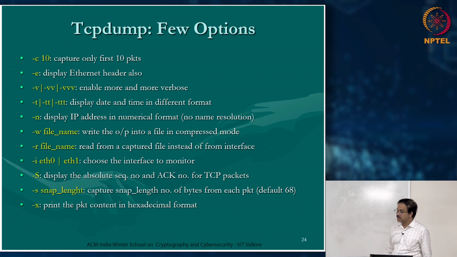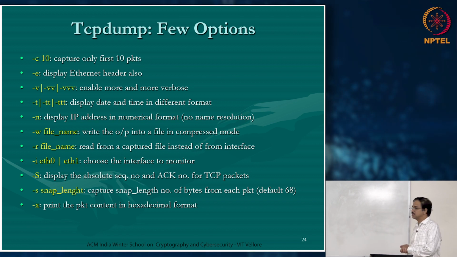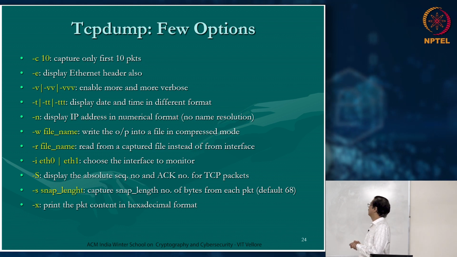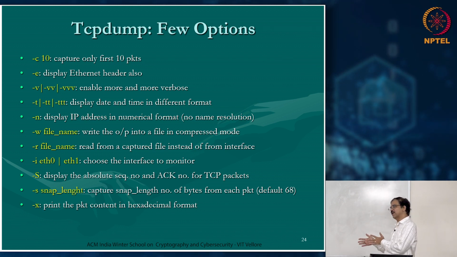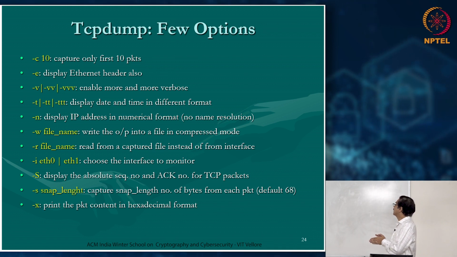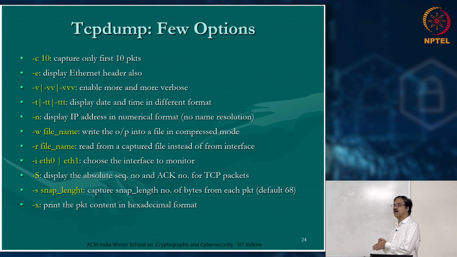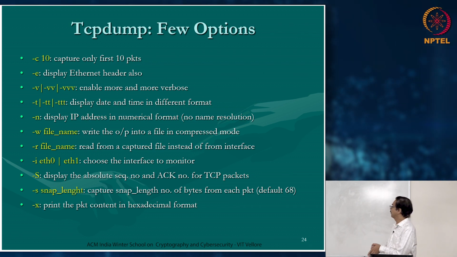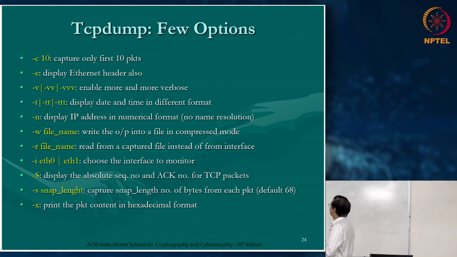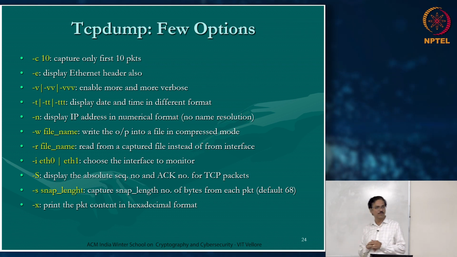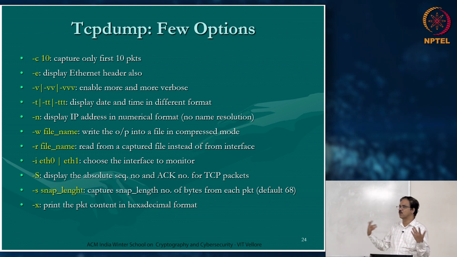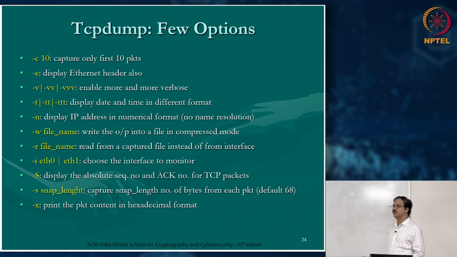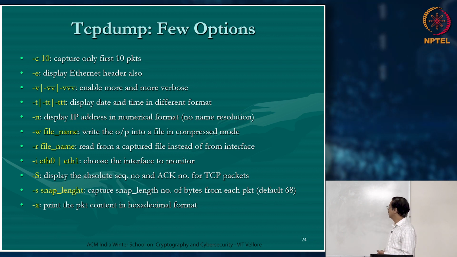So tcpdump has a very rich collection of options. For example, if you wanted to capture only 10 packets on your network, you can say -c 10. It will just capture 10 packets and stop there. You can put the -e flag, which will allow you to decode the MAC address from the packet. It will show the source and destination MAC address. You can put verbose; as you increase the v's, you will get more and more details on the packet. These are all available on the man page or the help page, right?